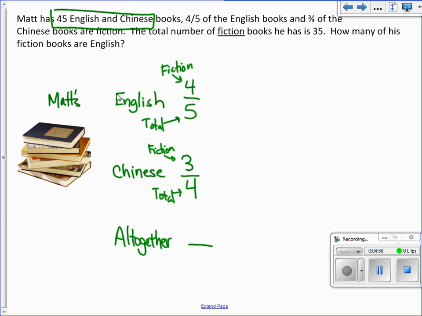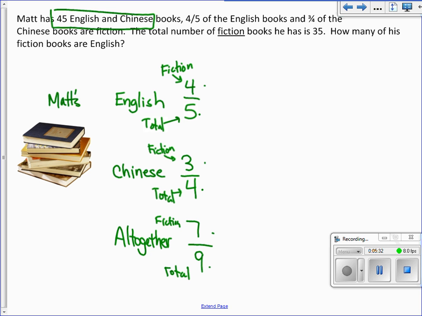7 out of 9. Very good. The 9 represents English and Chinese total together. We'd have 5 English, 4 Chinese for a total of 9, right? And the 7 is representing what part of the collection? The fiction. From the 4 English fiction and the 3 Chinese fiction gives us altogether 7 fiction books.